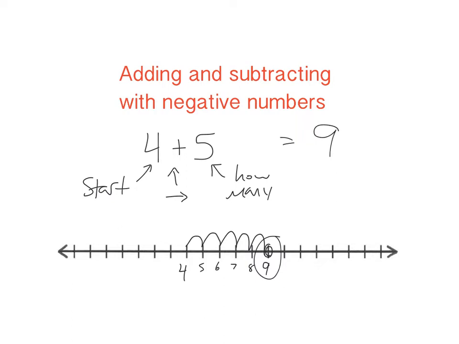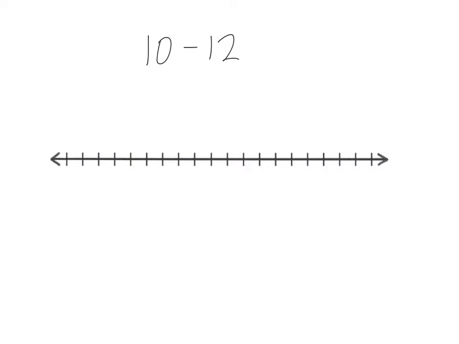We already knew it's 9, but I want you to get in the habit of saying, okay, where do we start? Where do we go? And by how many? Where do we start? What direction do we then travel? And by how many? Alright, so let's take the problem 10 minus 12.